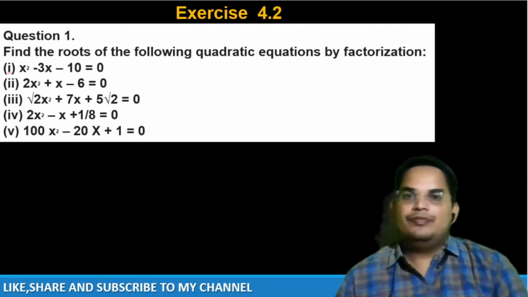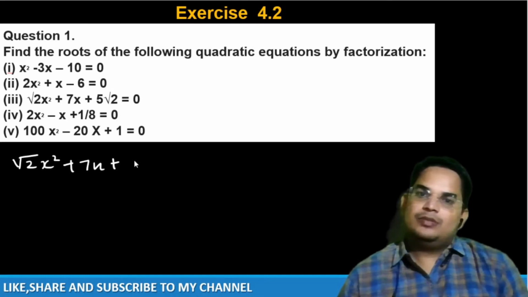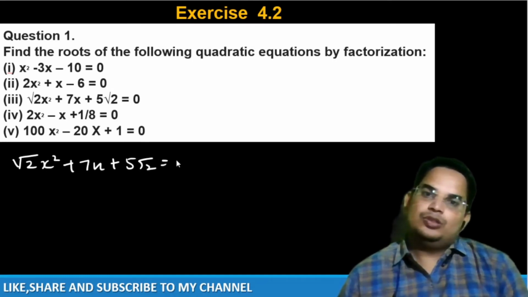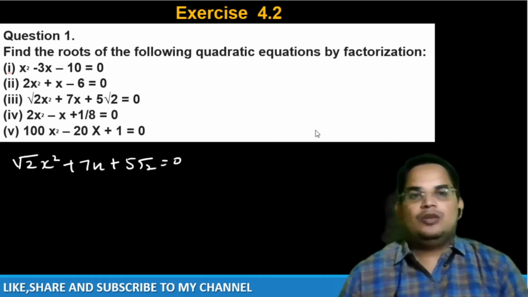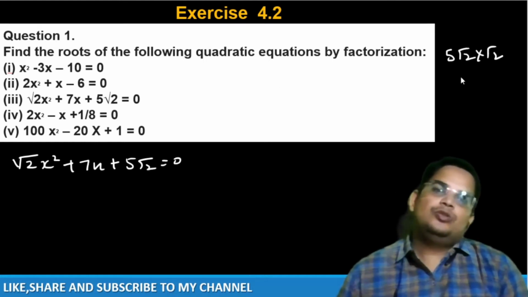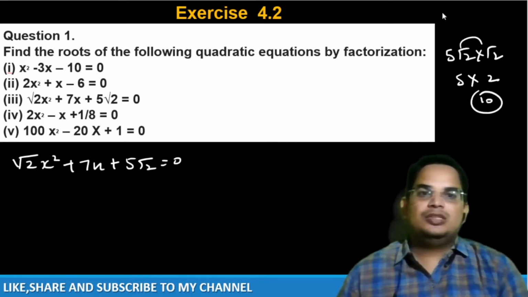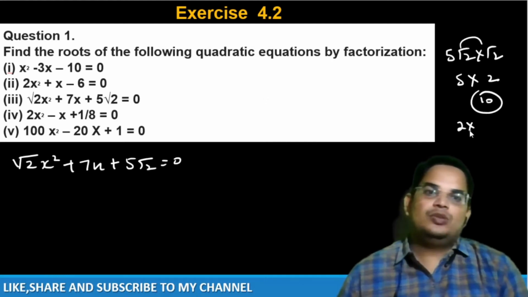So the question number 3 is given here, root 2 x square plus 7x plus 5 root 2 is equal to 0. Now what I will do? I will multiply a and c, that is 5 root 2 into root 2. तो 5 into root 2 into root 2 बच्चा कितना हो गया? 2. 5 2 जा 10 आ गया. Now 10 के हमको factors करने हैं, तो you know the factors of 10 are 2 and 5.